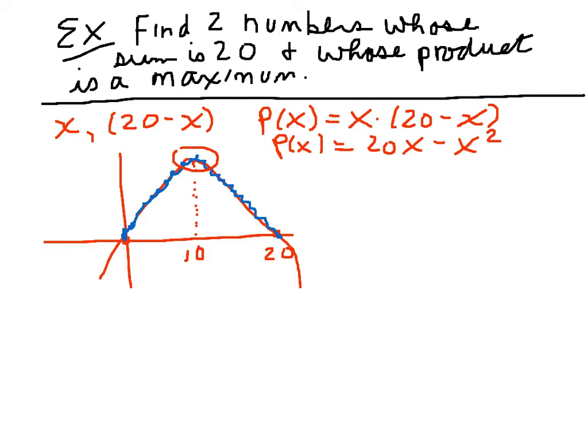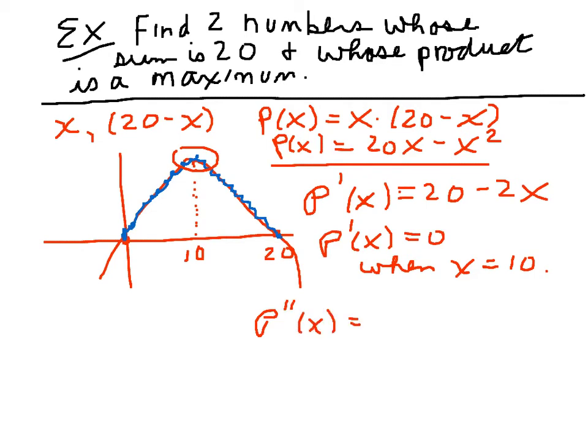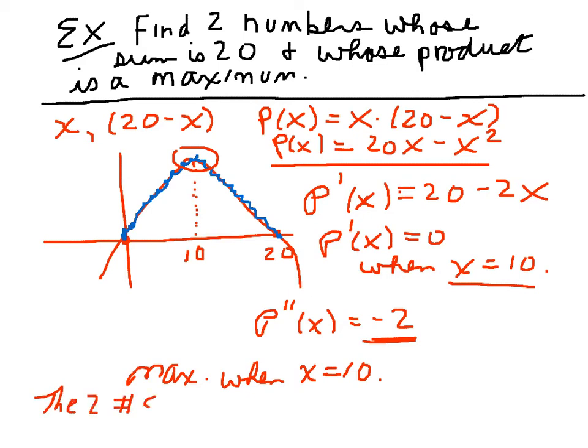So if we want to solve this now using calculus methods, we go back to our function and look at the derivative, and the derivative is simply 20 minus 2x. So where does that equal 0? P prime of x equals 0 when x is equal to 10. And what we can do here is then look at the second derivative, and the second derivative is minus 2. So since the first derivative is 0 when x is 10, and since the second derivative is negative, that tells us we have a max when x is equal to 10. And then we should answer in a full sentence: the two numbers are 10 and 20 minus 10, which equals 10. All right, good enough.